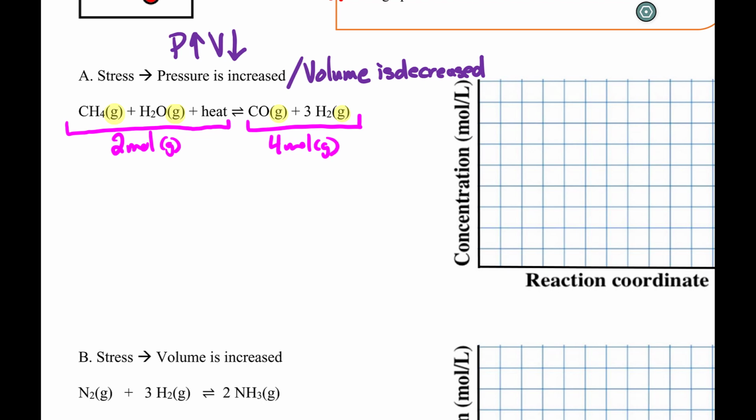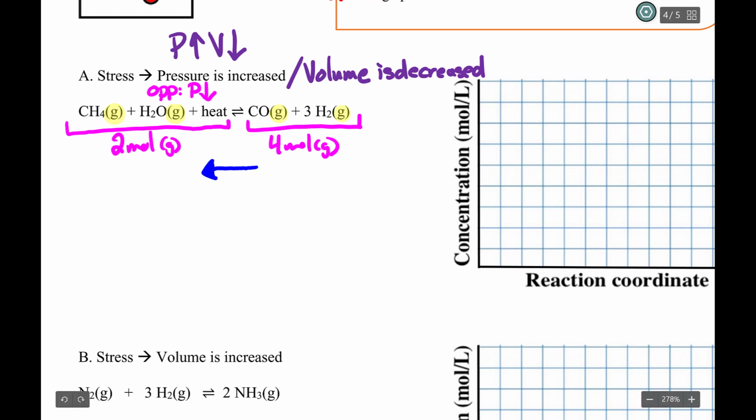Okay. Now, if the pressure is increased, we want to do the opposite thing. So if the pressure is increased, the system wants to decrease the pressure. So this wants to make the pressure go down. All right, if I want the pressure to go down, I want to shift to the side with less particles. Less particles means less collisions. Less collisions means less pressure. So I'm going to shift to the side with less particles to decrease the pressure inside of the container.